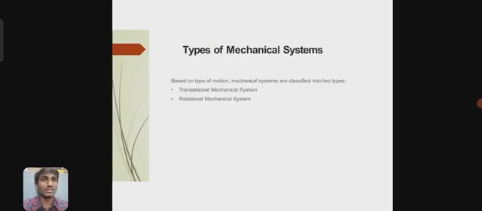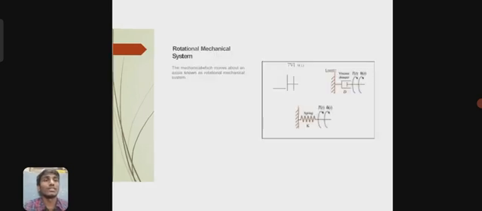So the types of mechanical system: it is divided into two, translational mechanical system and rotational mechanical system. In this we will see the rotational mechanical system. This mechanical system moves about an axis, known as the rotational mechanical system axis. Unlike the translational mechanical system, where it moves back and forth, here in the rotational mechanical system it moves about the point of its axis, like moving clockwise or anti-clockwise in the same space.